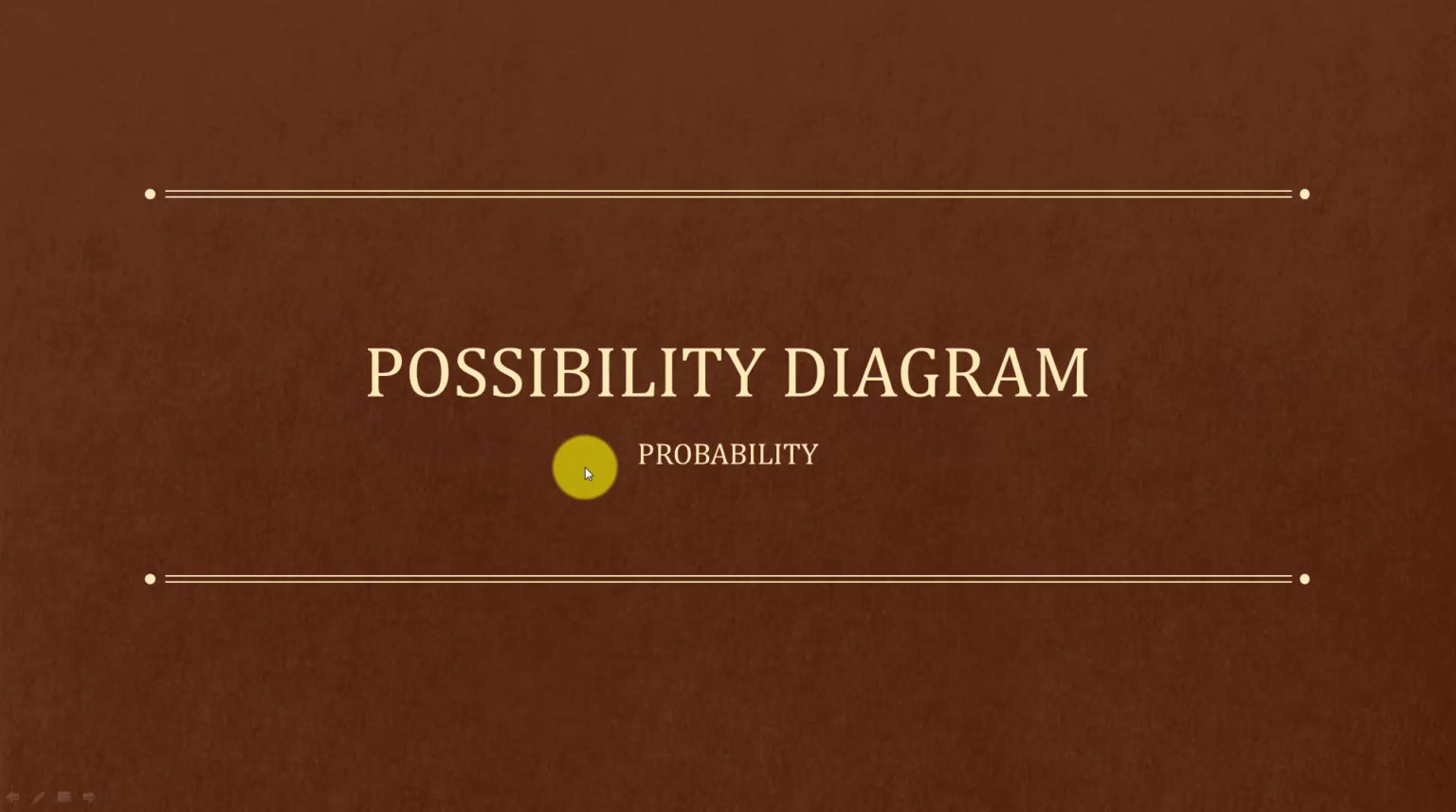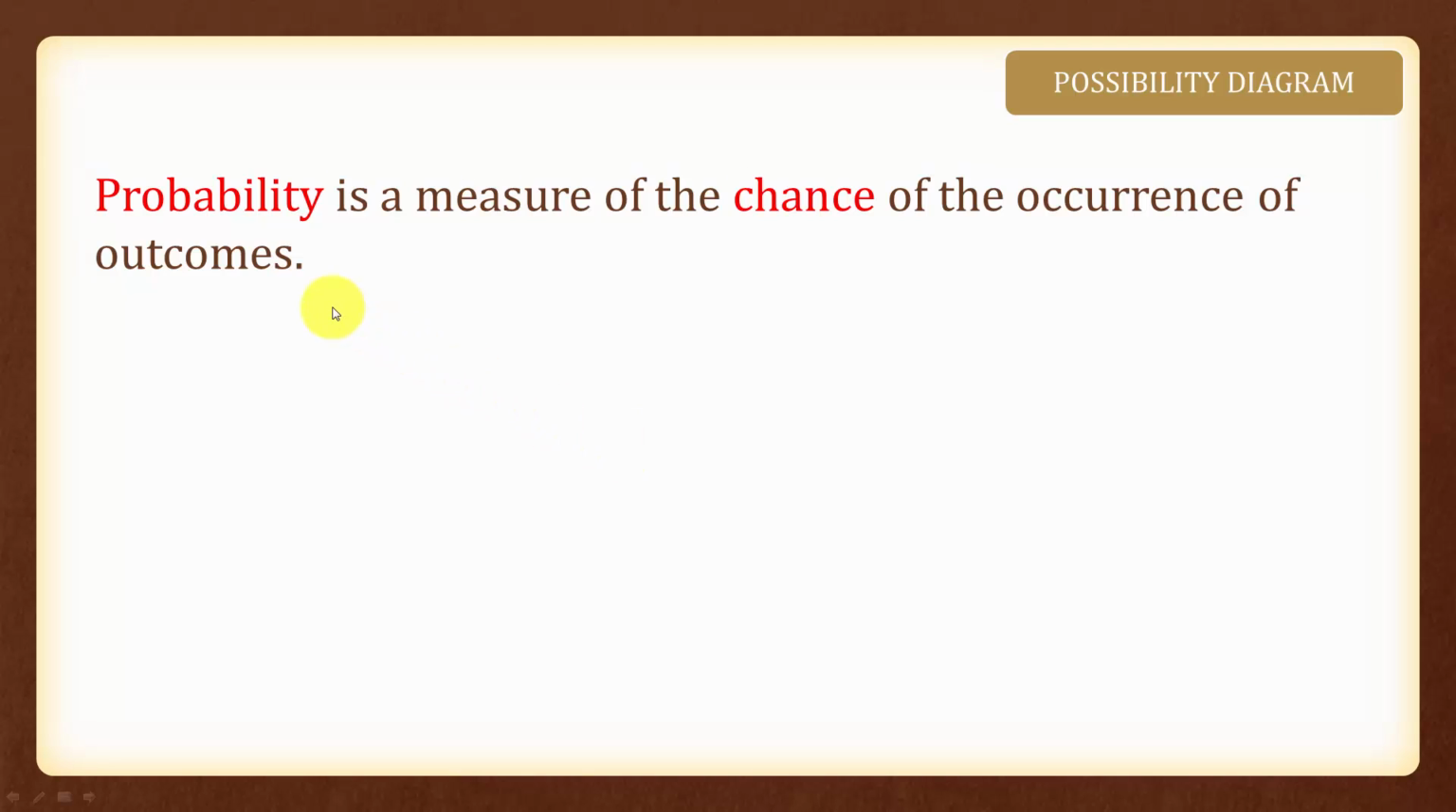In this topic, we are going to learn about the possibility diagram. First, let's look at what probability is. It is a measure of the chance of the occurrence of outcomes.